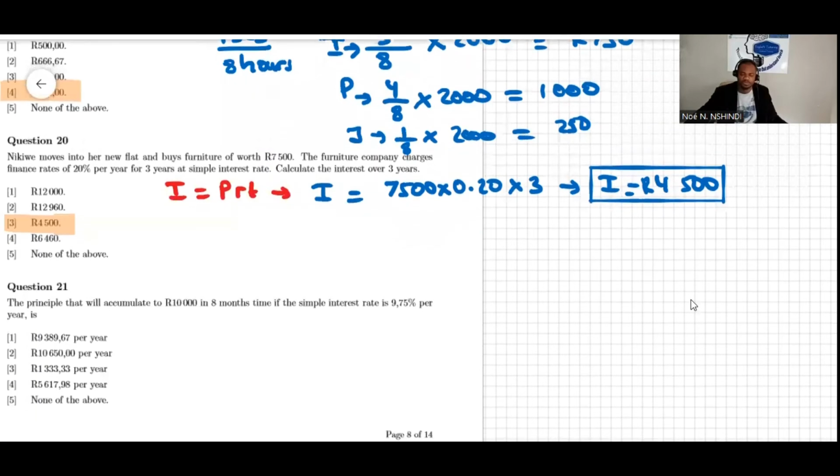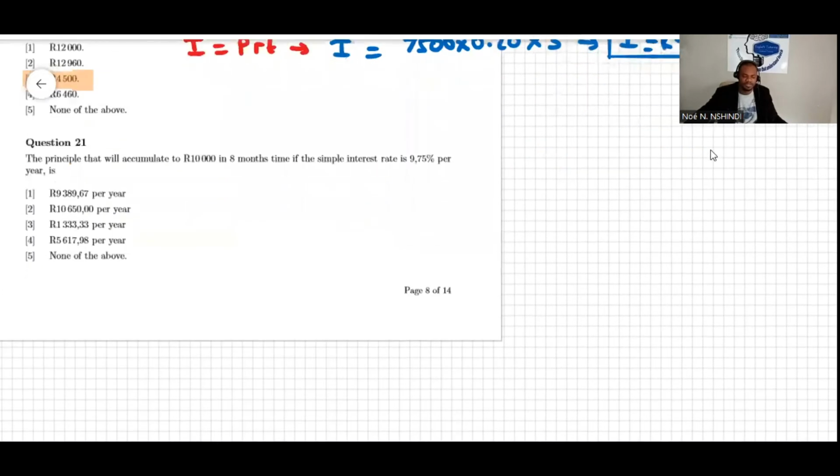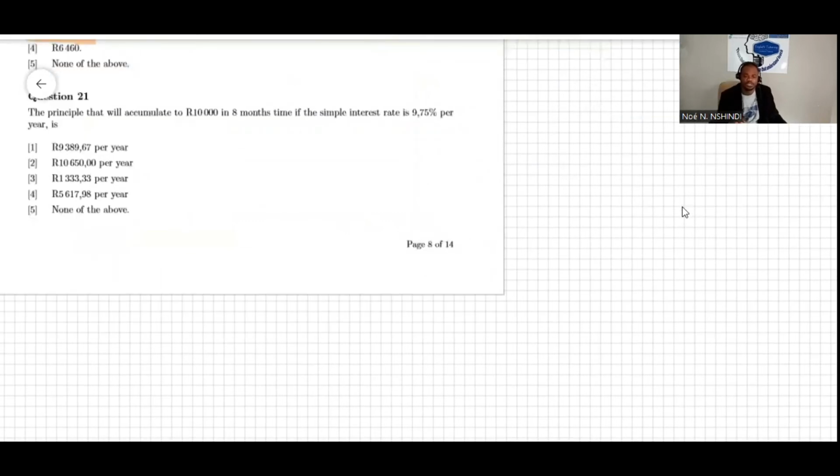Now we can do question 21. I'm going to move it a little bit up there. The question says find the principal that will accumulate to 10,000 in 8 months time if the simple interest rate is 9.75% per year.